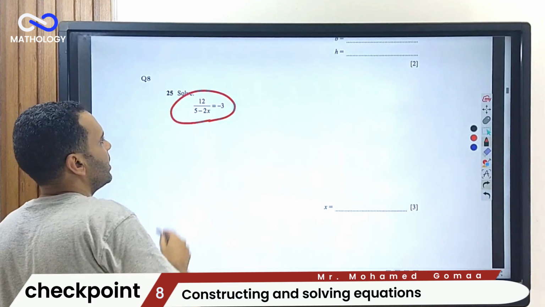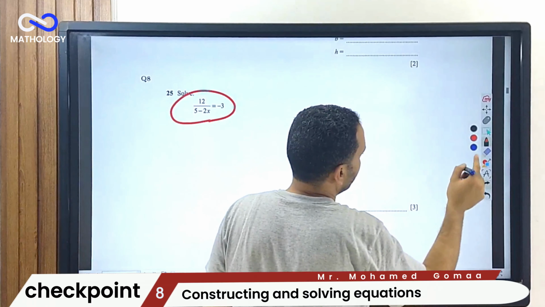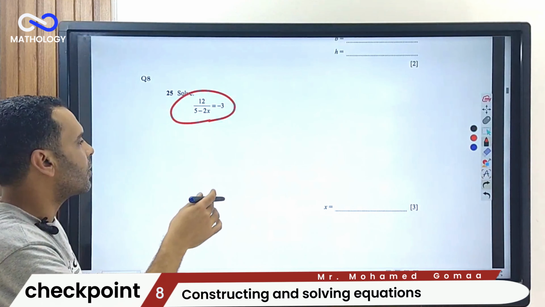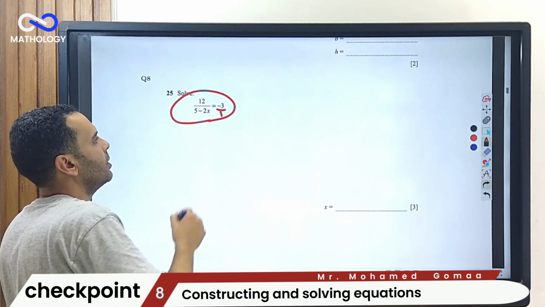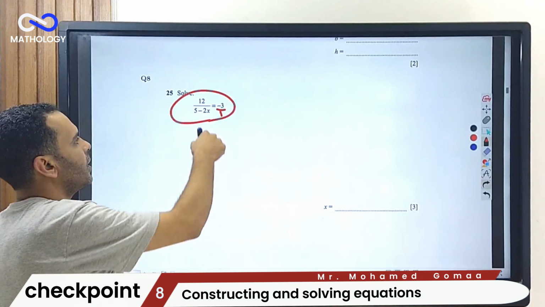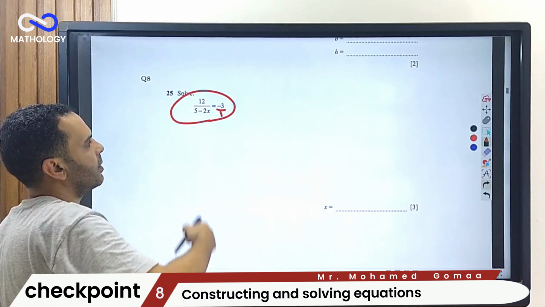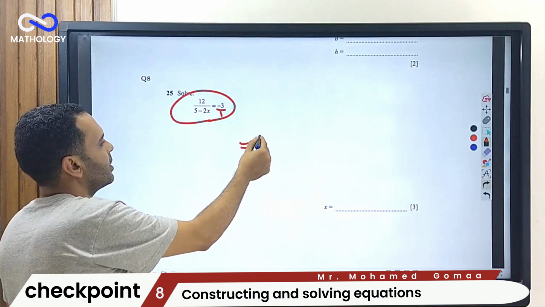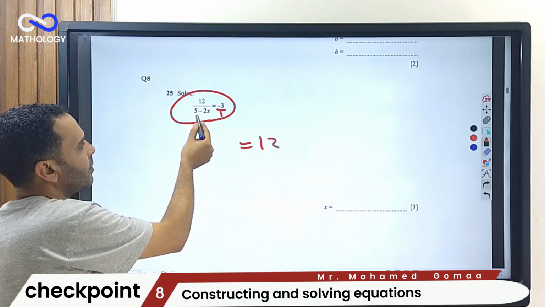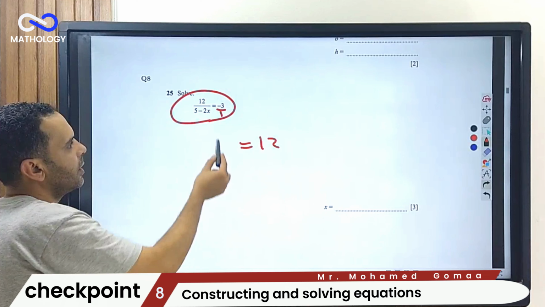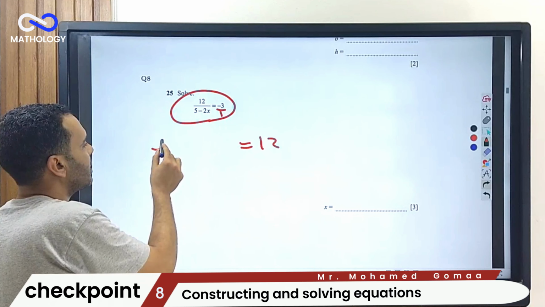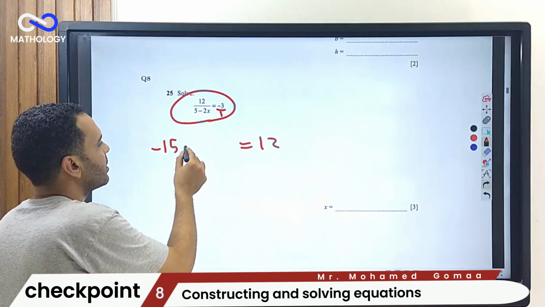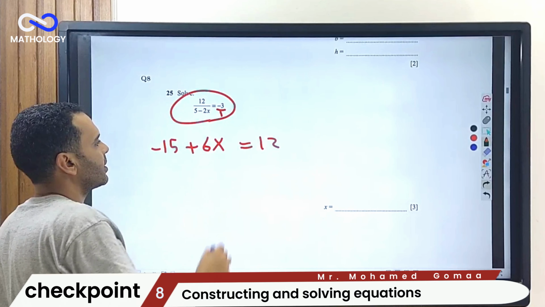Always, when you see a fraction, you have to make crisscross or cross multiplication. The product of extremes equals the product of the means. 12 multiplied by 1 equals 12, and negative 3 multiplied by this expression: negative 3 multiplied 5 equals negative 15. Negative 3 multiplied negative 2x equals positive 6x.